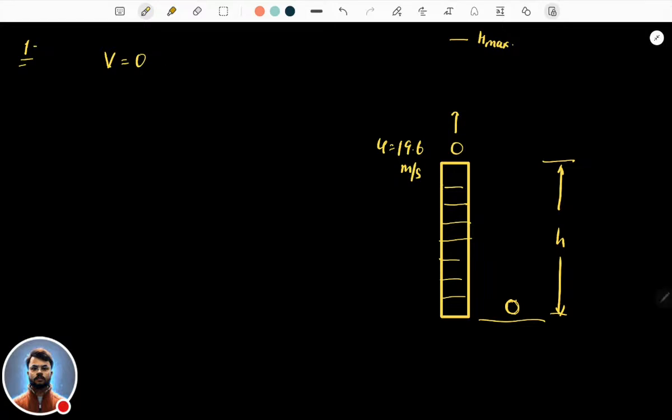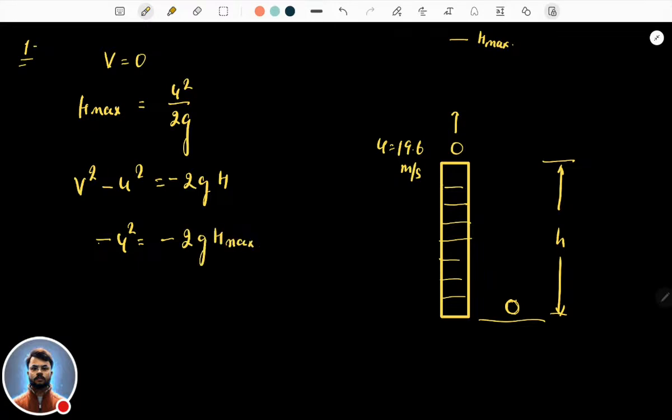So the final velocity is 0, so the maximum height h max is equal to u square over 2g. This is the formula to find the maximum height. It comes from the equation v square minus u square is equal to 2gh. As the motion is in the upward direction and g is vertically downward, g is negative here. So 0 minus u square is equal to minus 2g h max. The minus sign cancels the other minus sign, and h max is equal to u square over 2g.